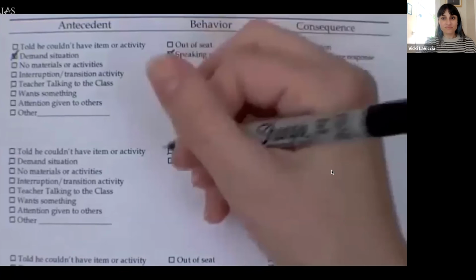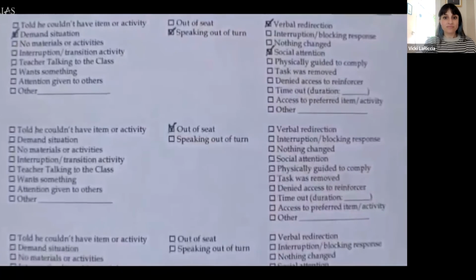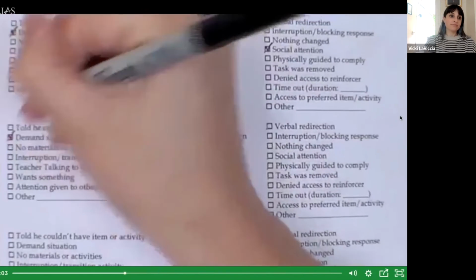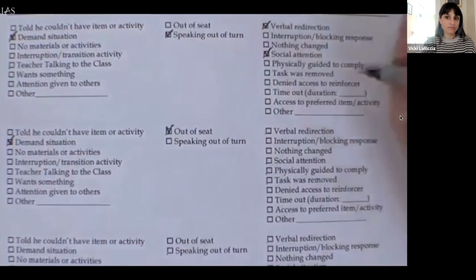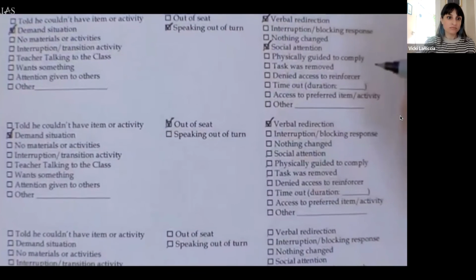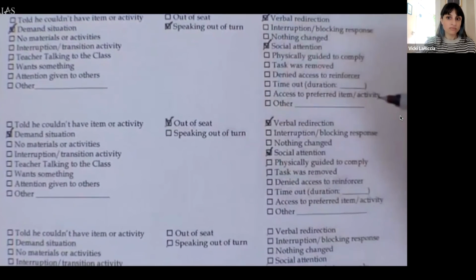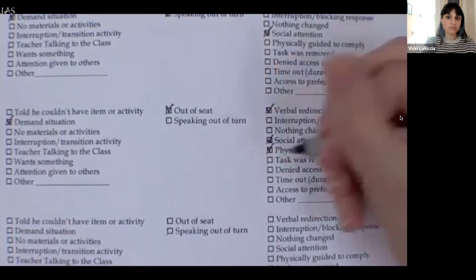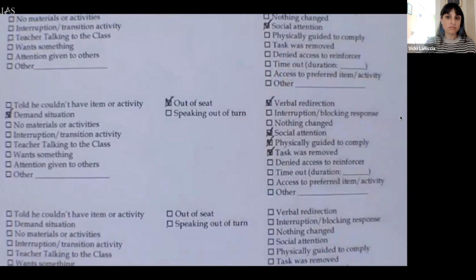In this instance, the behavior was getting out of his seat. For the antecedent condition, we again marked demand situation and teacher talking to the class. There were multiple consequences, including verbal redirection. This came in the form of the teacher telling him to sit back down. Another consequence was the task being removed as he walked away from his desk. Thus, the task was no longer present. Third, social attention, as the class was looking at him and the teacher was speaking to him. And lastly, he was physically guided to comply, as the teacher prompted him back to his desk.